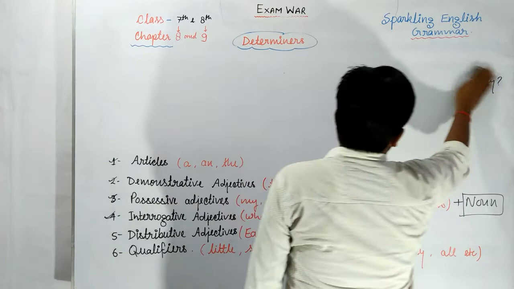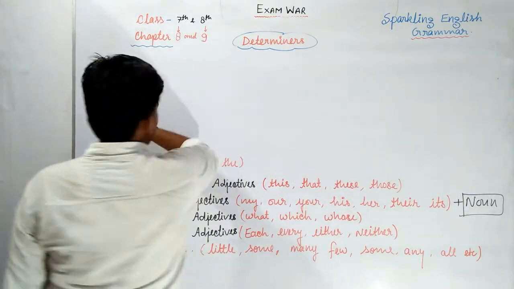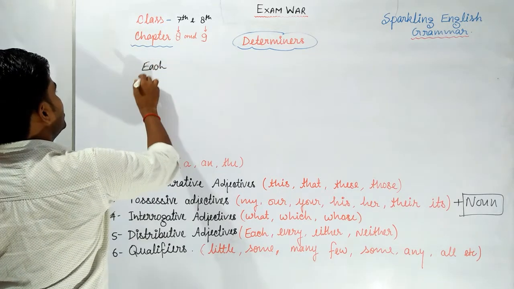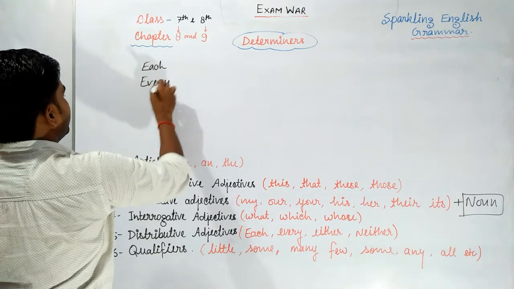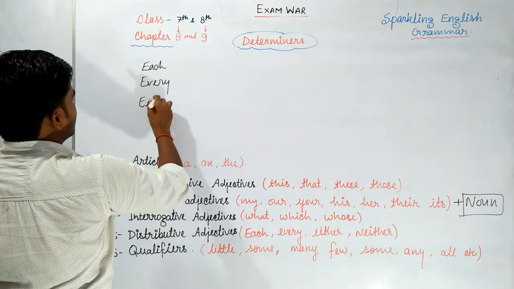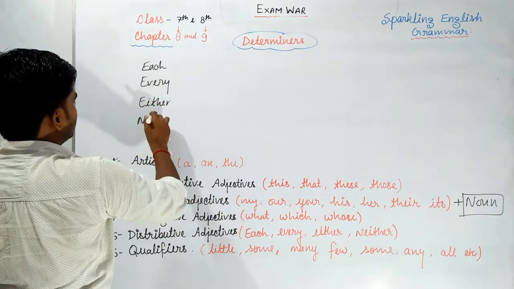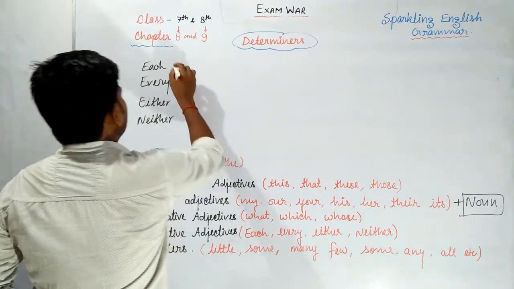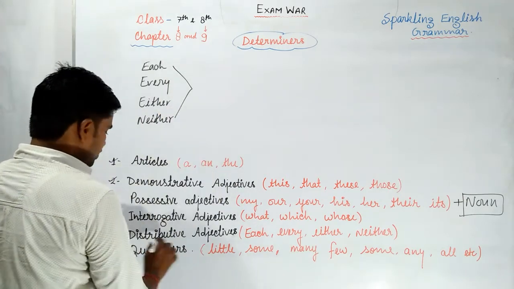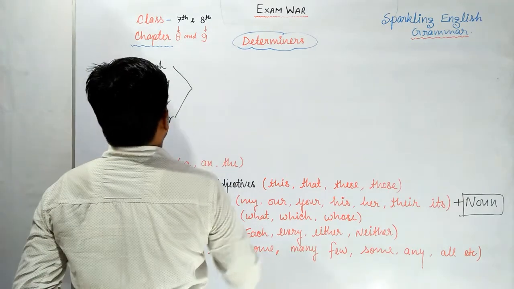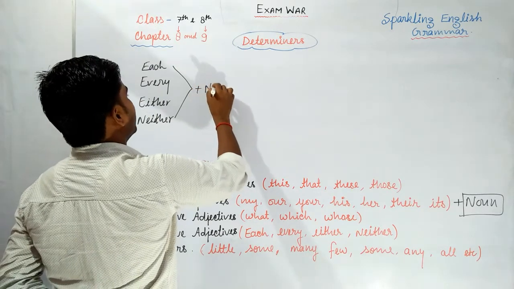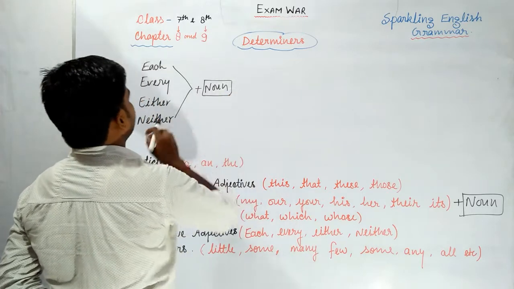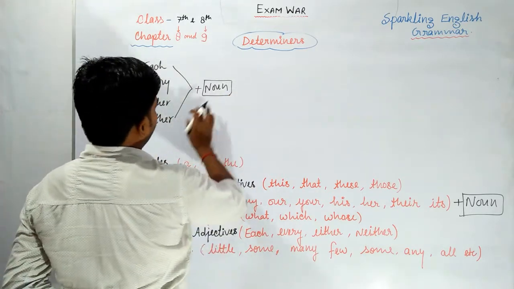Next point is distributive adjectives. Distributive adjectives: each, every, either, neither. They are also pronouns, but we are going to use them as adjectives. That's why they must be followed by a noun. You have to use a noun after these words, compulsory.